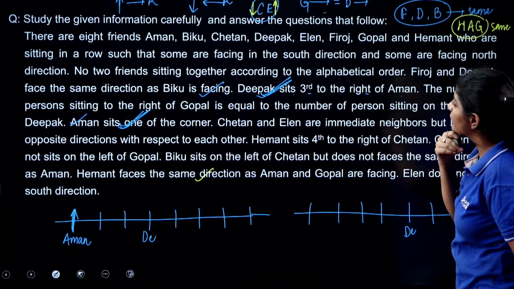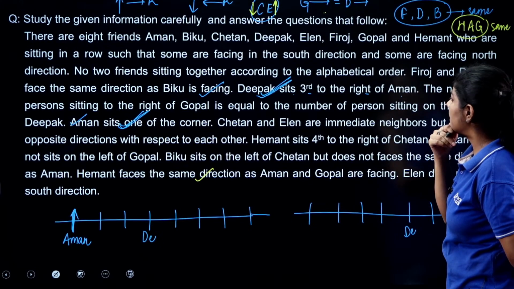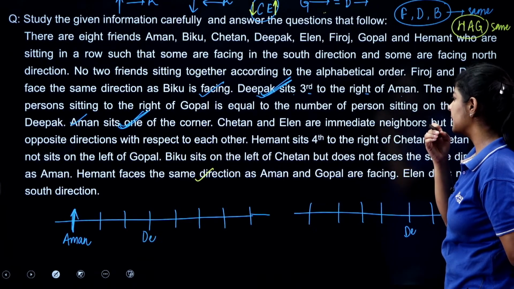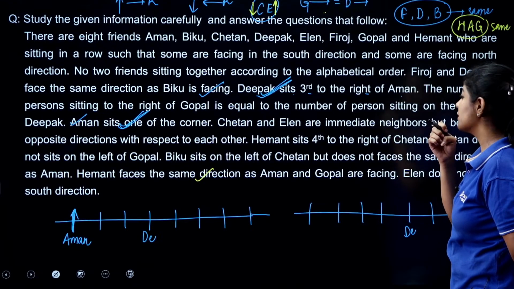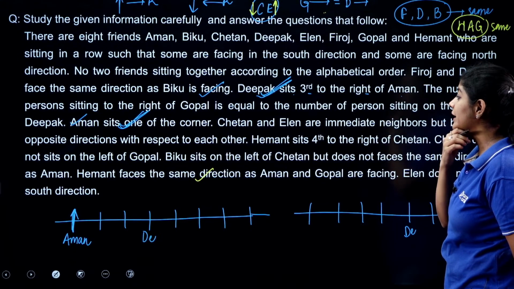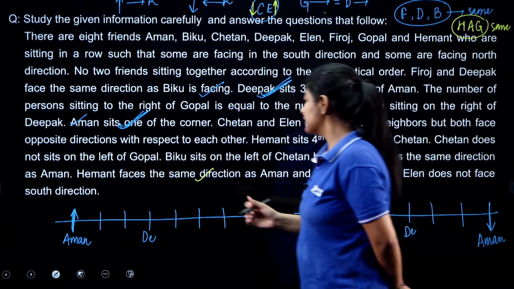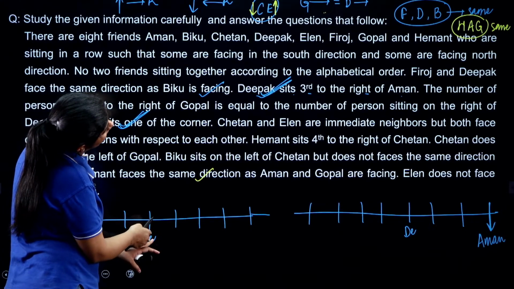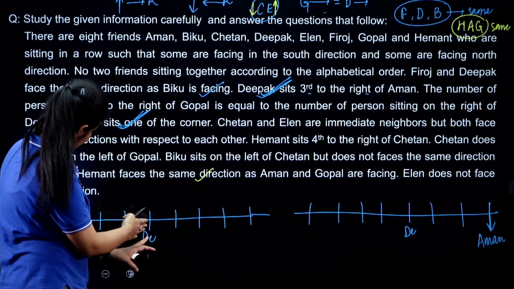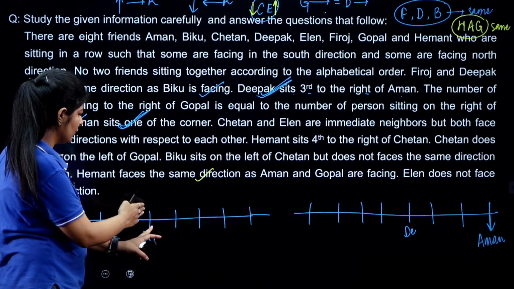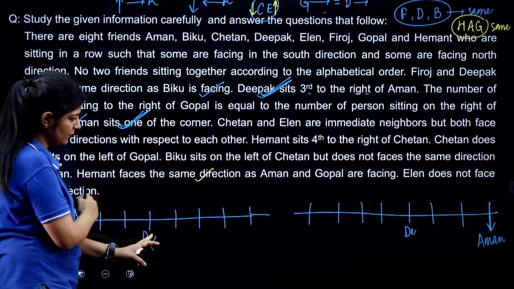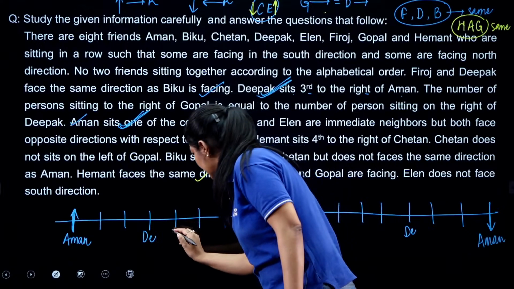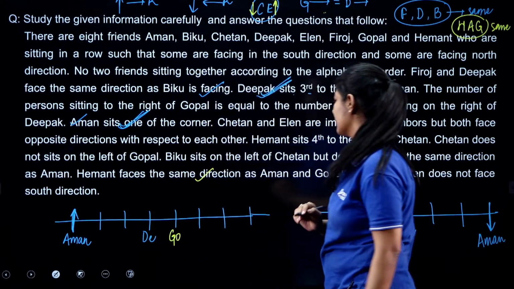Okay. So from where we can start, Chetan and Ellen are immediate neighbors but do not face each other. Hemant sits fourth to the right of Chetan. Chetan does not sit on the left of Gopal. That means, first let's suppose here we are having Deepak. So to the right of Deepak, if we are assuming that Deepak is facing towards the south, then we can say 1, 2, 3. Here we are having Gopal, right?